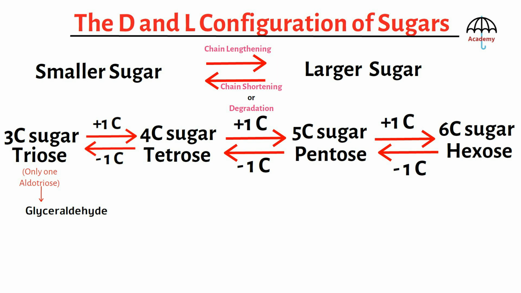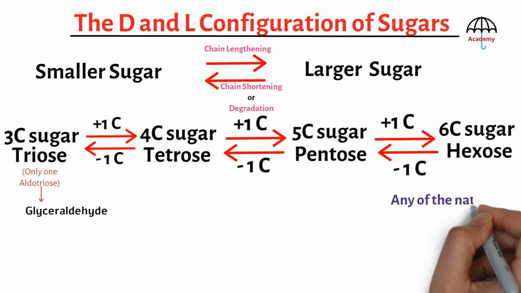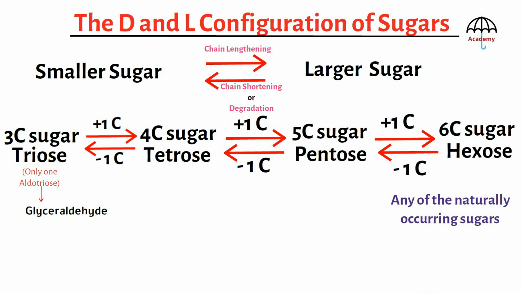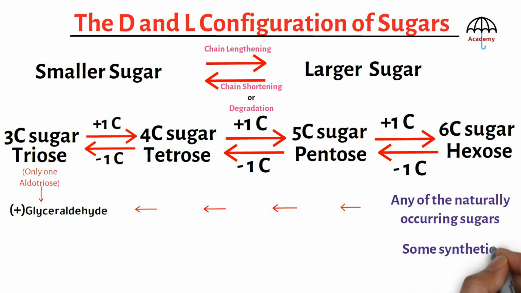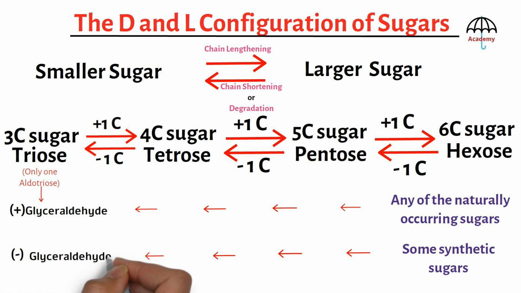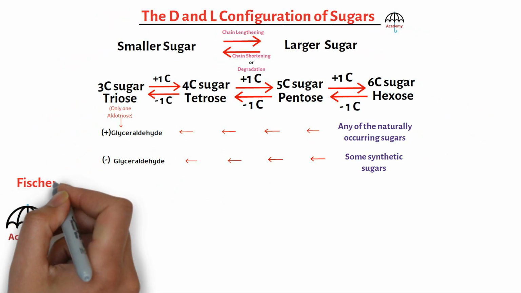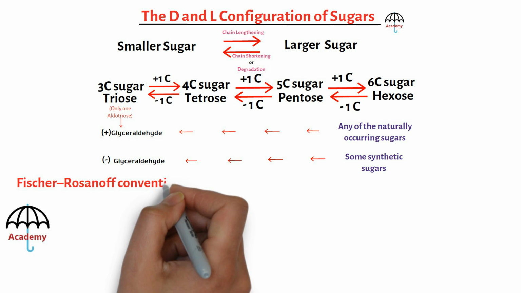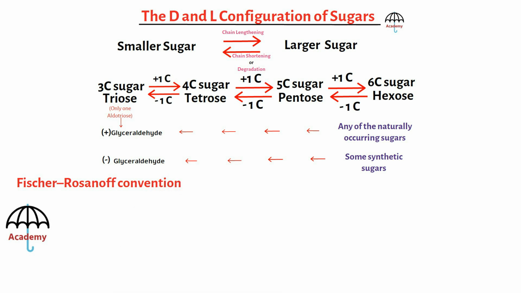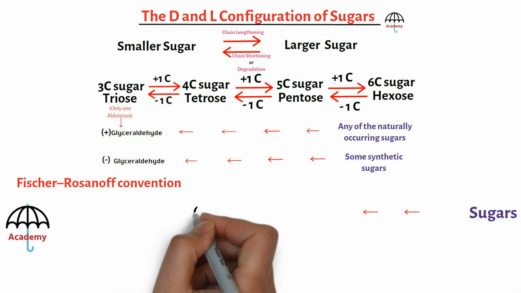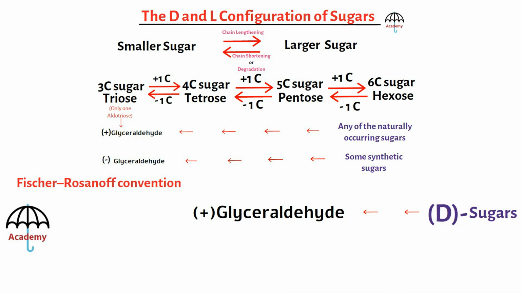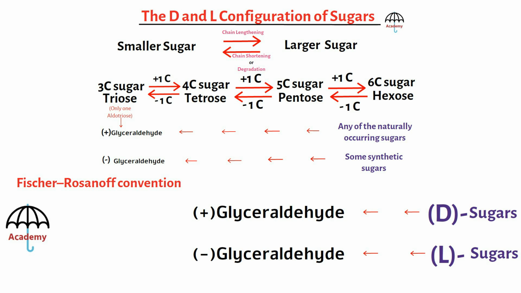These chemists observed that they could start with any of the naturally occurring sugars, and degradation to glyceraldehyde always gave the dextrorotatory enantiomer of glyceraldehyde. Some synthetic sugars, however, degraded to the levorotatory enantiomer of glyceraldehyde. Carbohydrate chemists started using the Fischer-Rosanoff convention. According to this convention, sugars that degraded to plus glyceraldehyde were denoted as D, and those that degraded to minus glyceraldehyde were designated as L sugars.